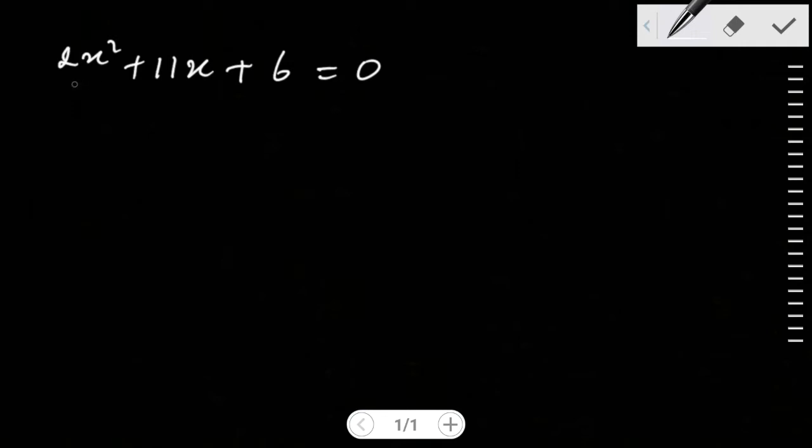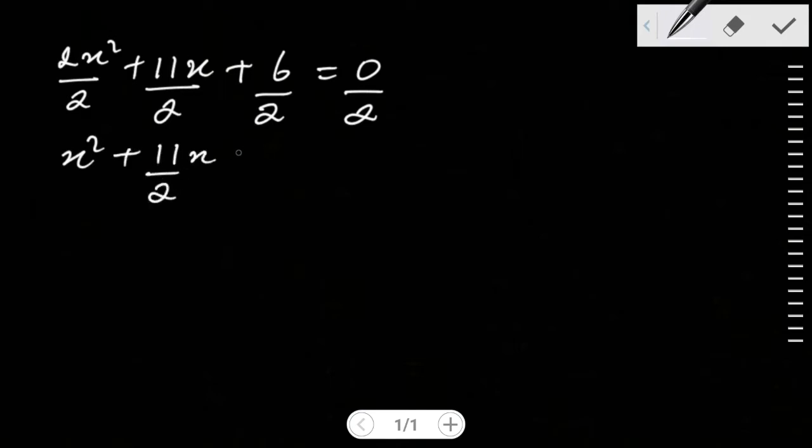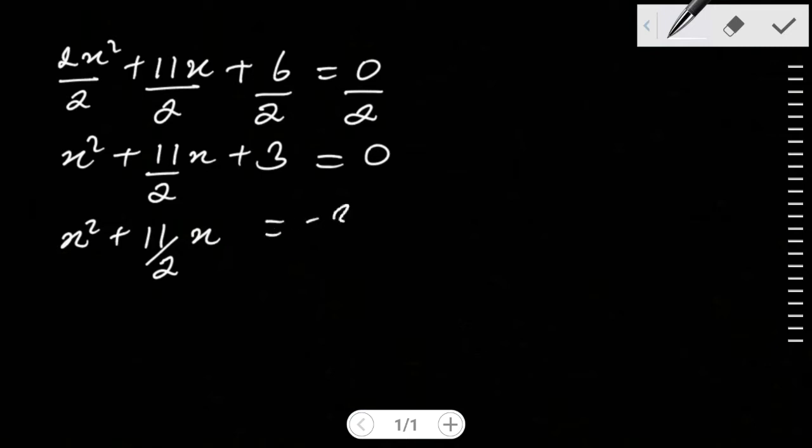Therefore, let's divide throughout by 2. This would remain as x squared plus 11 over 2 x plus 3, which equals 0. And so x squared plus 11 over 2 x, take 3 beyond the equal sign, so we shall have something that would be equal to -3. We are going to be mostly depending on the coefficient of x in this case.